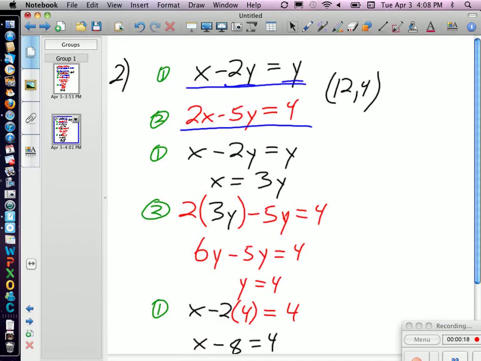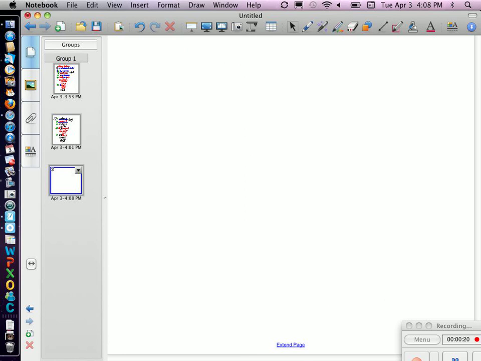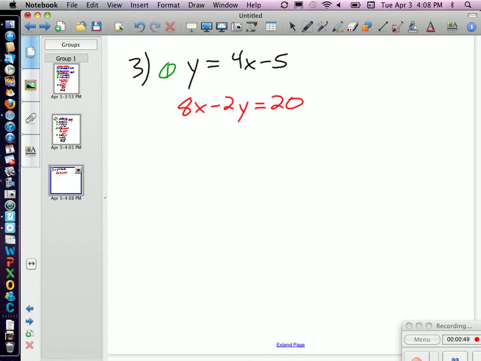Alright, new page. So our next example, we'll call this example 3. We're going to start with y equals 4x minus 5, and another equation, 8x minus 2y equals 20. Luckily our first equation is already solved for y, so that makes it a terrific candidate for substitution. So let's substitute that y value, the 4x minus 5, into the second equation.